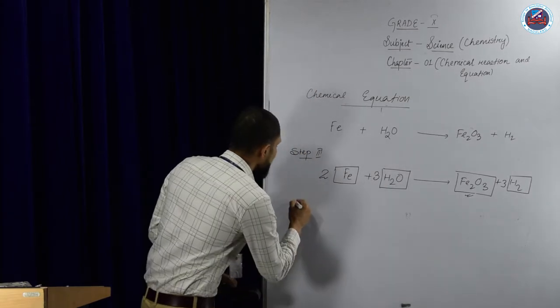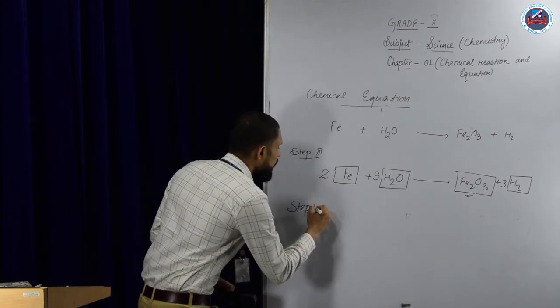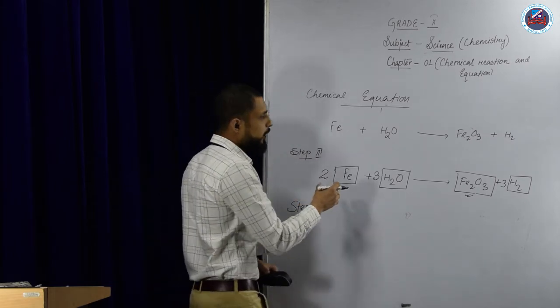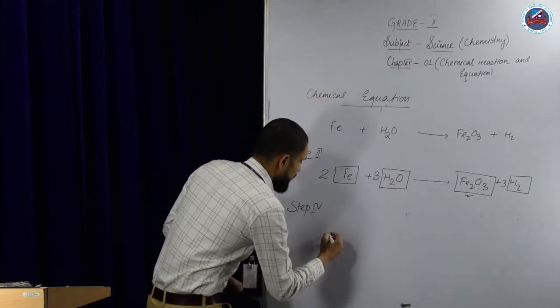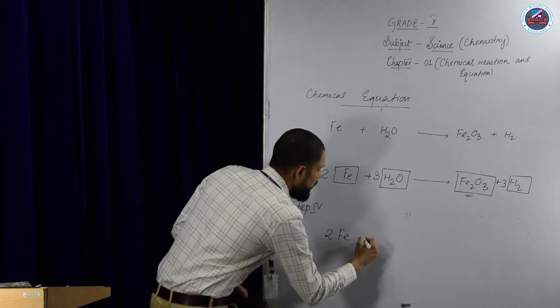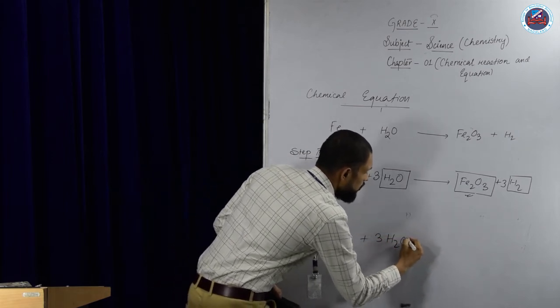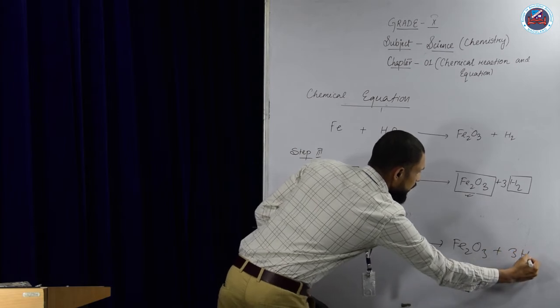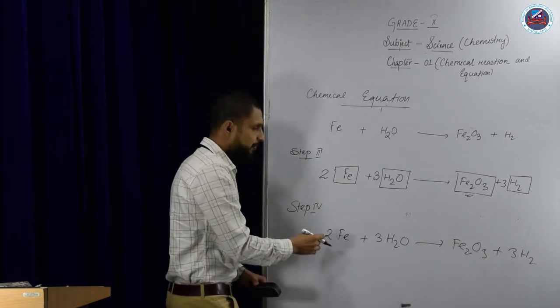So in the next step, you will verify it. You will check whether it's equal or not. Once again, 2Fe plus 3H2O gives Fe2O3 plus 3H2. Now let us check whether it's balanced or not.